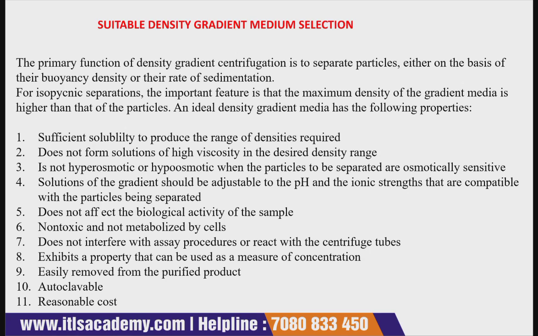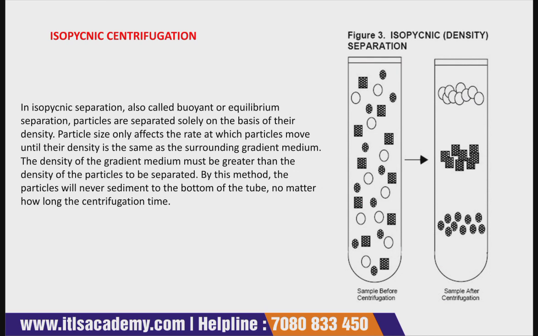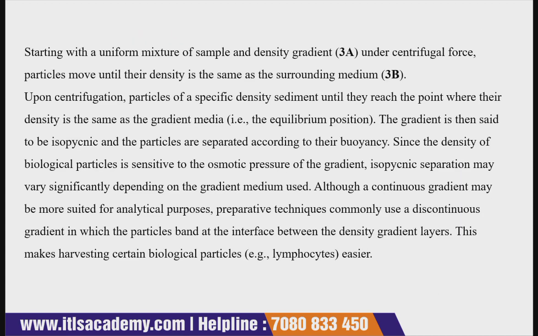Now, what is isopycnic centrifugation? In isopycnic centrifugation, also called buoyant or equilibrium separation, particles are separated solely on the basis of their density. Particle size only affects the rate at which the particles move until their density is the same as the surrounding gradient medium. The density of the gradient medium must be greater than the density of the particles to be separated. By this method, the particles will not sediment to the bottom of the tube no matter how long the centrifugation time is.